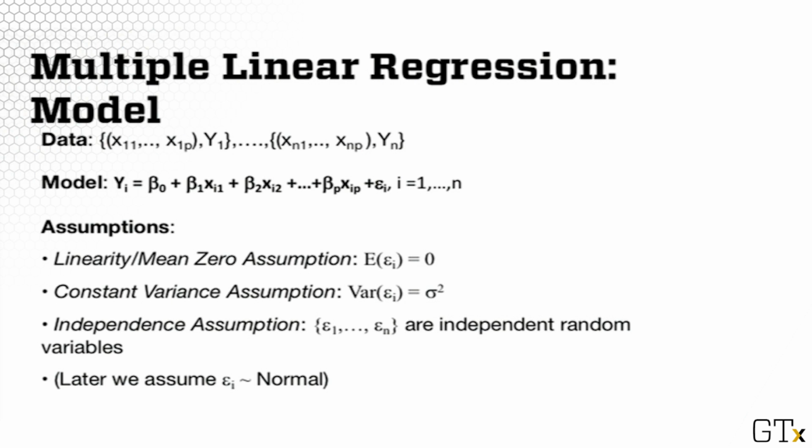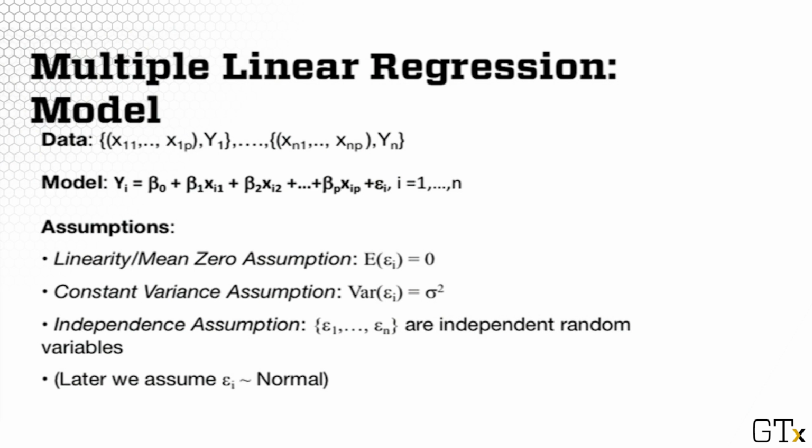For multiple linear regression, we assume that the deviances, or the epsilons, also called error terms, and defined by the difference between the response variable and the linear function in the x's, have zero mean, constant variance, and they are independent. For estimation, we only need these assumptions. However, for statistical inference, we also need to assume that the deviances are normally distributed.